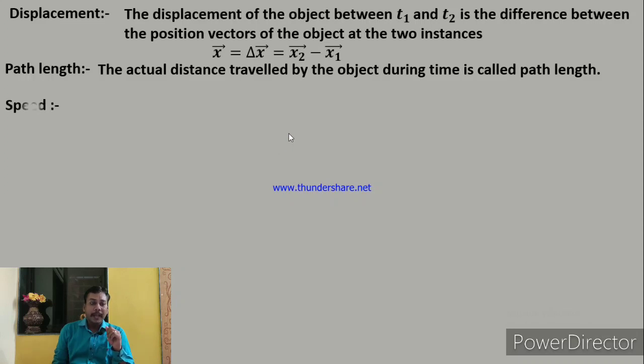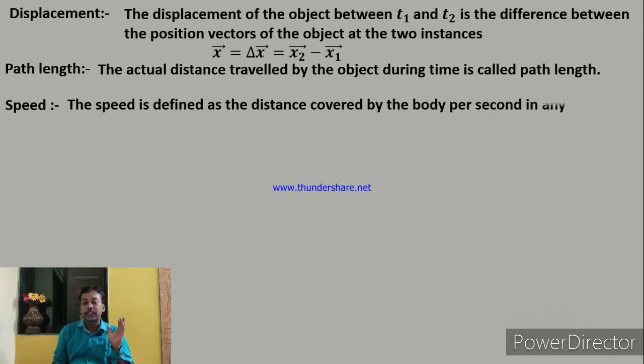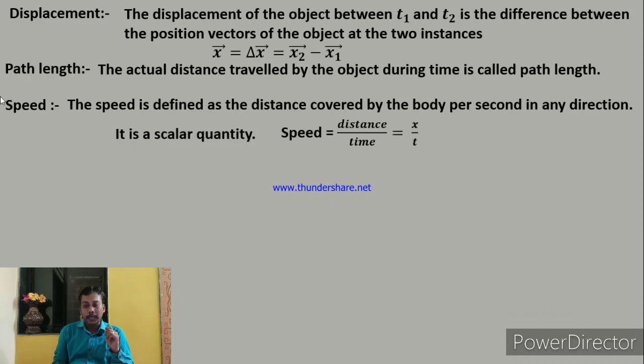Next is speed. As path length is scalar, speed is also scalar, and speed is defined as the distance covered by the body per second in any direction. In any particular direction, whatever the distance covered by the body per unit time, that is called the speed. Speed is a scalar quantity and the formula for speed is distance upon time, that is x upon t. So if we have to calculate the speed, then distance upon time is used, and this is a scalar quantity.